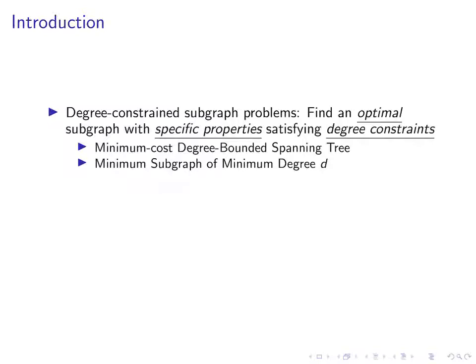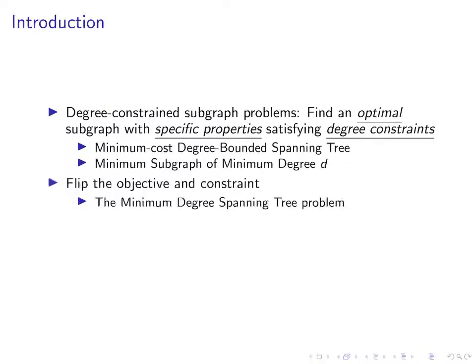So let's consider a network optimization problem in the following form. Our goal is to find an optimal subgraph with specific properties satisfying degree constraints. One example will be finding a minimum spanning tree with degree constraints for each vertex. Another example will be finding the smallest subset of vertices in a graph so that in the subgraph induced by these vertices, the minimum degree is at least d for each vertex.